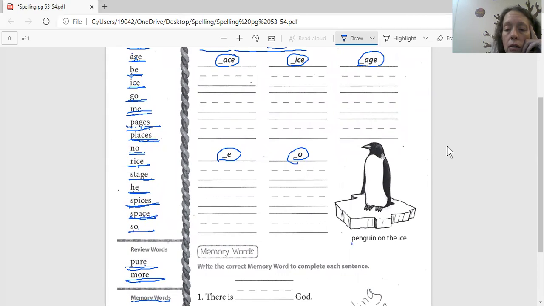So let's read the caption of our picture right here. And if you read it, I know Kylie could read this for me. It says, penguin on the ice.